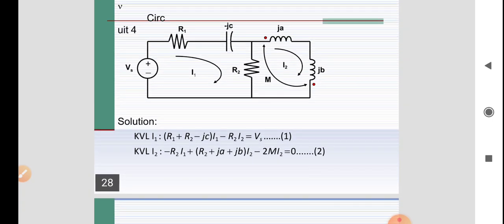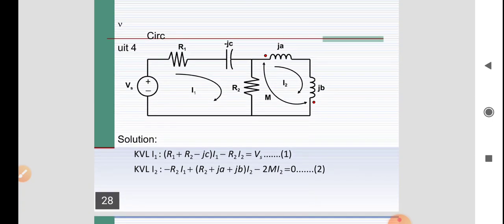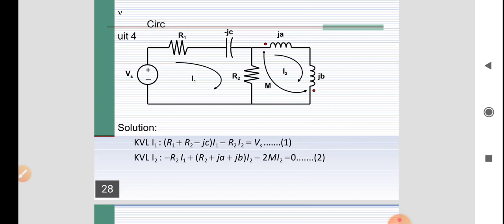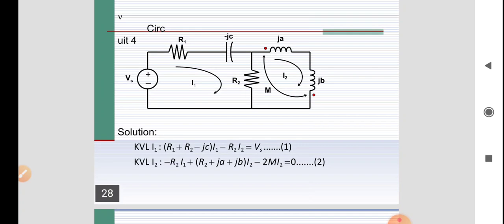Coming to the next example, here also we are having two loops, but in the first loop we don't have any dot. That itself indicates we can blindly write down the elements followed by the currents. So R1 plus R2 minus JC into I1, and as R2 is in between I1 and I2, we are having one more term, minus R2 into I2, which is equivalent to voltage source Vs.